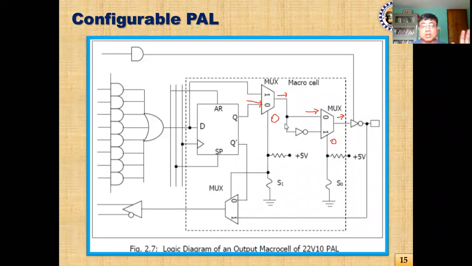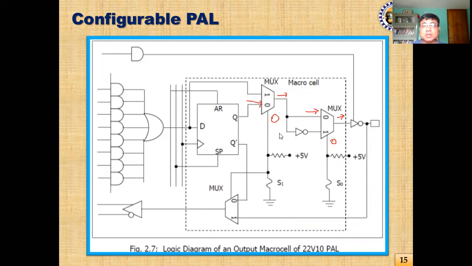Sorry, I made the mistake. I repeat once again. If it is 0, then this will be going. So Q is going here. So this Q will go here, and output will be through this inverter. The output will be Q bar. I hope you have understood. When it is 0 and 0, so we will get registered output, and output is Q bar. So output is in inverted form.